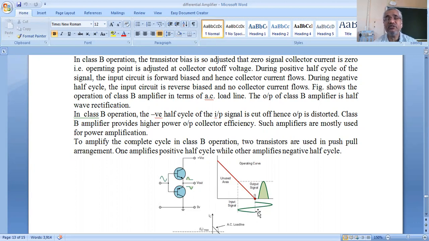Suppose this is the input signal. So the positive half cycle will get magnified, will get amplified, but the negative half cycle will not get amplified. So the negative half cycle is cut off. This negative half cycle gets cut off here and only the positive half cycle will be amplified, because this operating point is selected at the cutoff position.